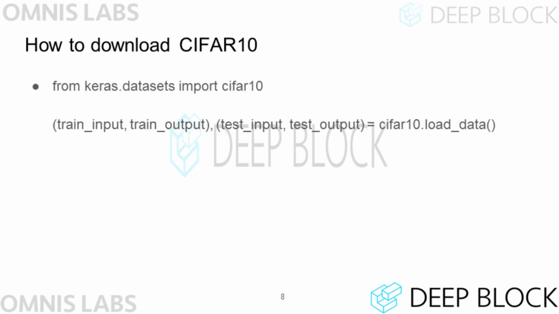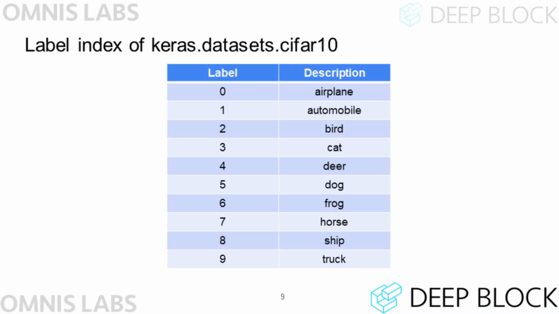The CIFAR-10 database is provided in the form of an ND array in Keras like MNIST. Create a file called CIFAR-10 classification nn.py and add the following code. CIFAR-10 data provided by Keras consists of image ND array and image label ND array. The labels of images are encoded as follows.